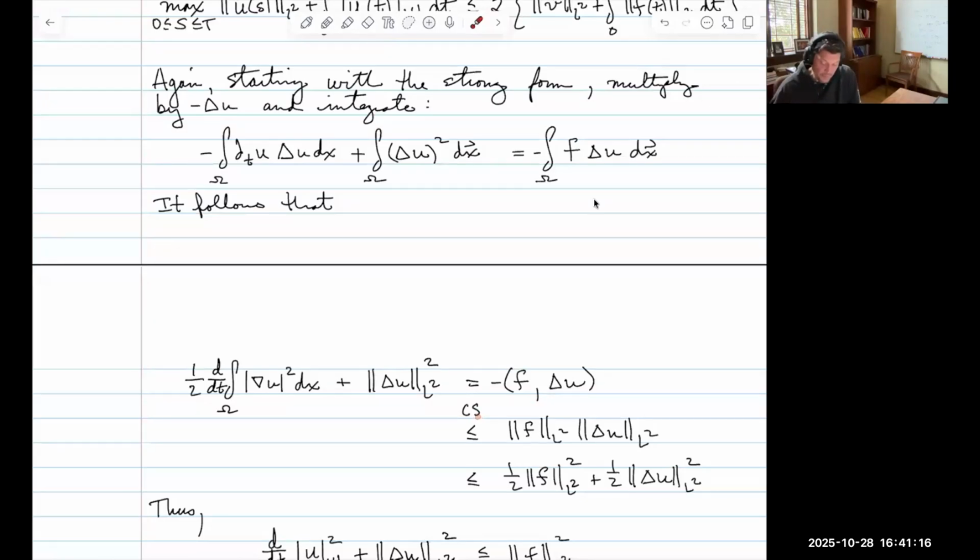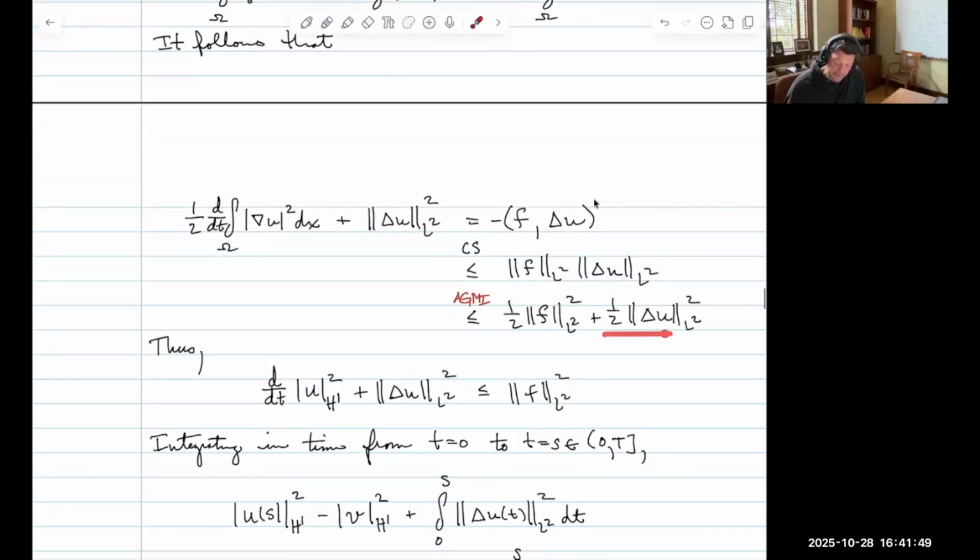Now, again, use Cauchy-Schwarz, break this into the product of these two terms. Then we're going to use the algebraic geometric mean inequality. Not the special form that we used last time, but just the basic form. Using the basic form, we're just going to split this into a half f L2 norm squared and a half L2 norm squared of Laplacian u.